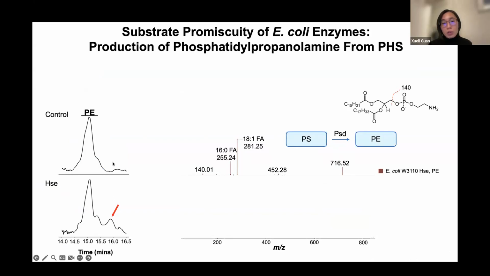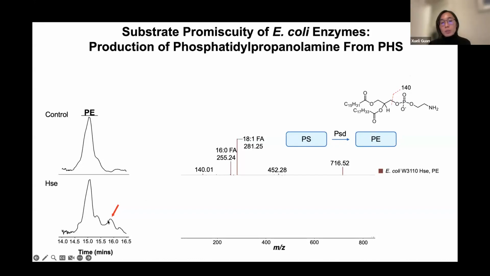During our study, with the incorporation of homoserine in E. coli, we actually also found another peak that is accumulating and eluting slightly behind phosphatidylethanolamine, as can be seen from this chromatogram with the red arrow at this little bump. So phosphatidylethanolamine has this classical fragmentation of 140, which represents the phosphoethanolamine head group. And phosphatidylethanolamine is formed from PS through the action of PSD.